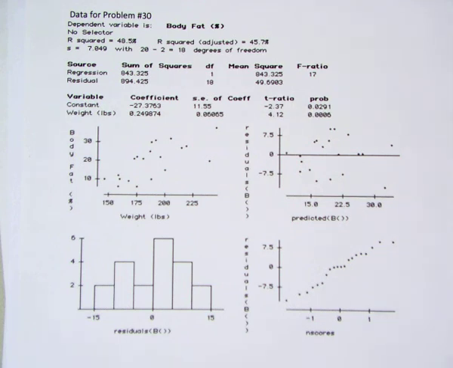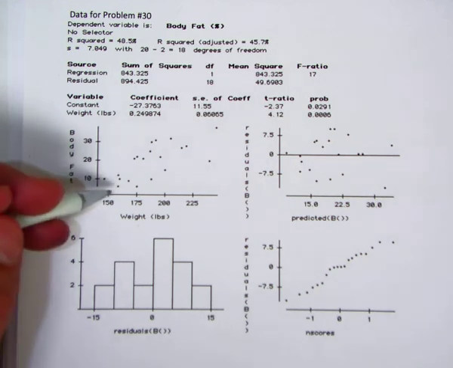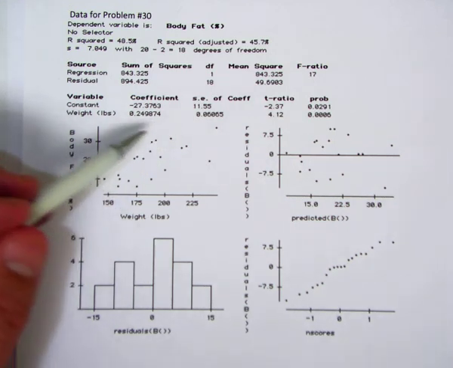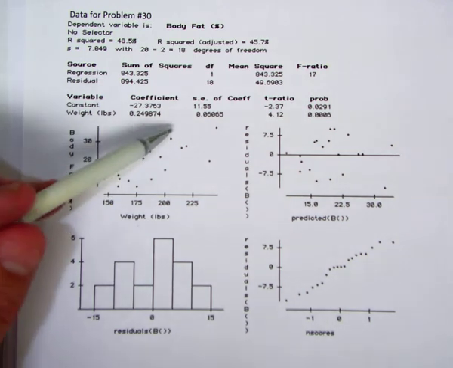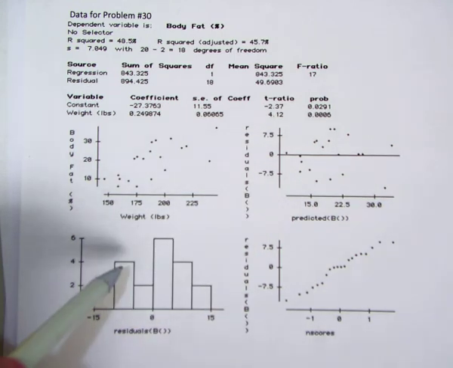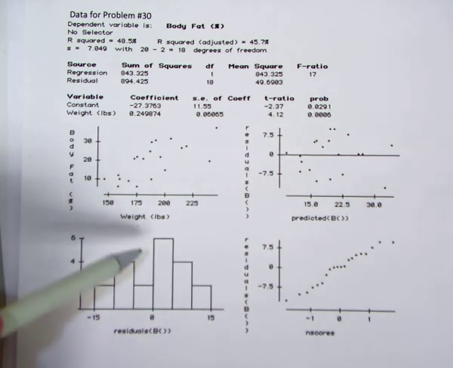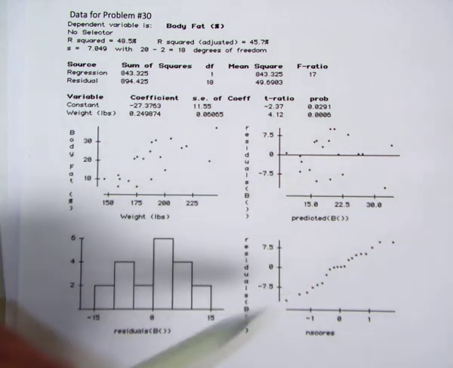All right, so here in problem 30, we're trying to predict body fat percentage from weight. We see a moderately positive trend. It's definitely straight enough. If I go to the residual plot, it's scattered. The residuals are roughly unimodal and symmetric, and the normal probability plot is fairly straight. So we're going to do a hypothesis test and a confidence interval here.